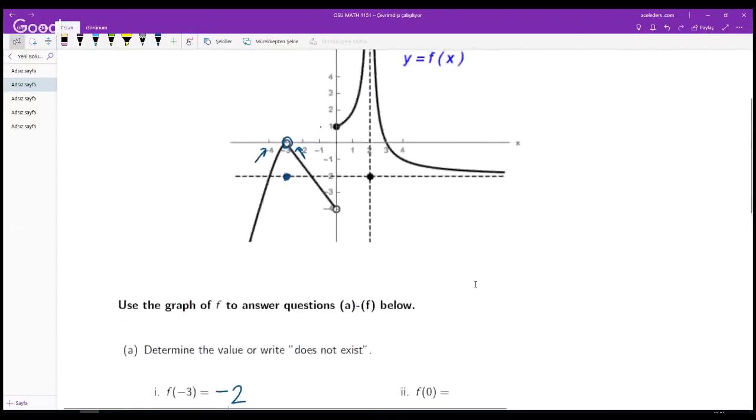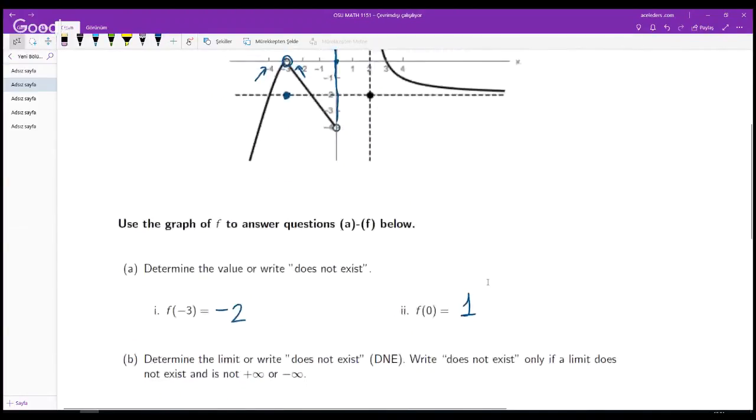And the same thing for f(0). When x takes the value of 0 on this line, I see that the function value is 1. So I say that f(0) is equal to 1.